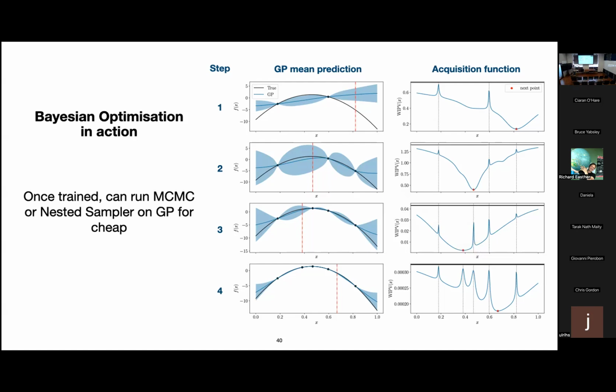Once you've trained your Gaussian process using this algorithm, what you can then do is run your favorite MCMC or nested sampler on the Gaussian process for very cheap. So you don't need to run it on the actual likelihood, but you can run it on the Gaussian process, which acts as a surrogate for the actual likelihood. And running this on the Gaussian process is extremely fast, because evaluating the prediction of the Gaussian process at any given point is much, much faster than evaluating the actual likelihood at that point.